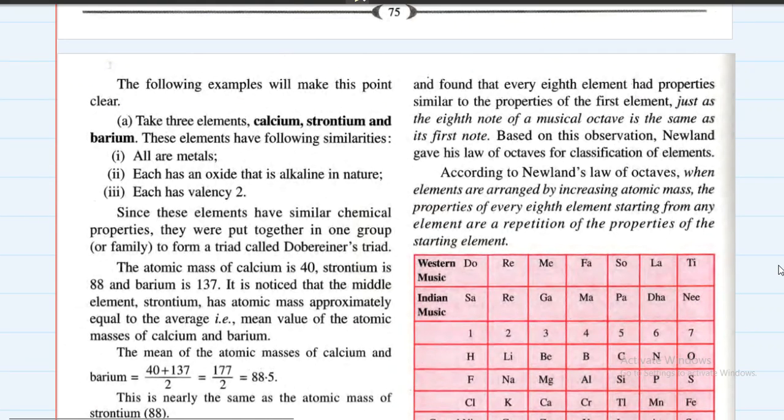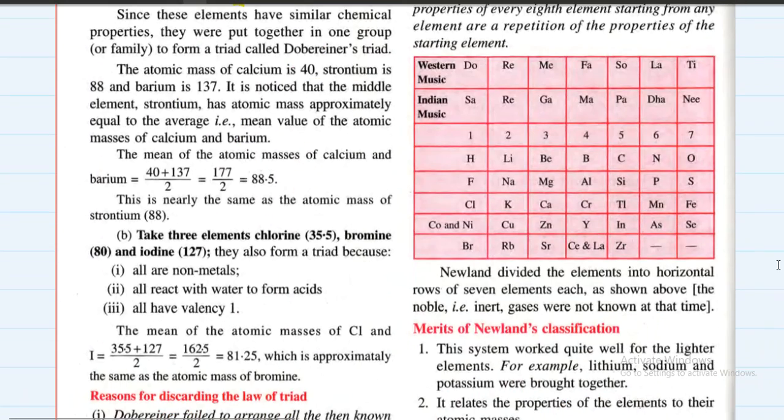फॉर एग्जाम्पल 3 एलिमेंट ले लिए डॉबरेनर ने, कैल्शियम, स्ट्रॉन्टियम एंड बैरियम. इनमें क्या सिमिलैरिटी है? ये तीनों मेटल्स हैं. Each has an oxide that is alkaline in nature, मतलब इन तीनों के ऑक्साइड अल्कलाइन या बेसिक हैं, और तीनों की वैलेंसी है 2. वैलेंसी तब पता नहीं थी, अब हमें पता है, so we have noted that down. अच्छा, इसमें एटॉमिक मास कैल्शियम का है 40, स्ट्रॉन्टियम का है 88 और बैरियम का है 137.